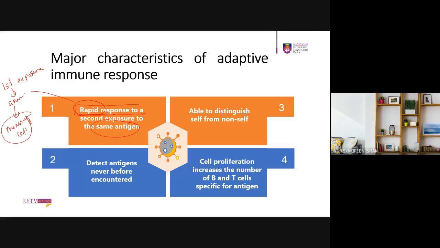So the difference between first exposure and second exposure is that the first exposure response is slow. Second exposure or subsequent exposure, the response is much more rapid due to the presence of the memory cell. Okay. Second, detect antigen never before encountered.